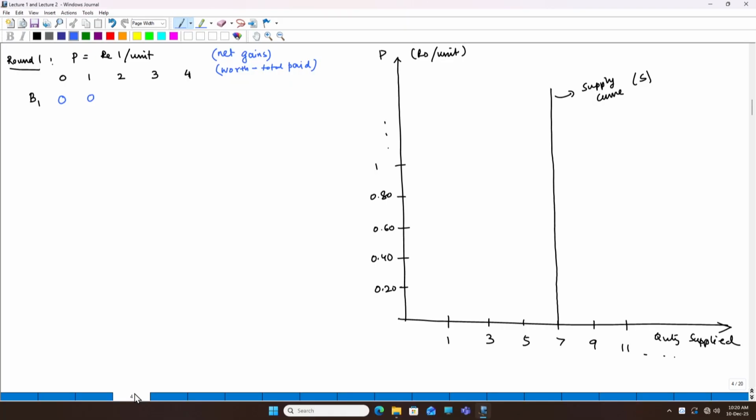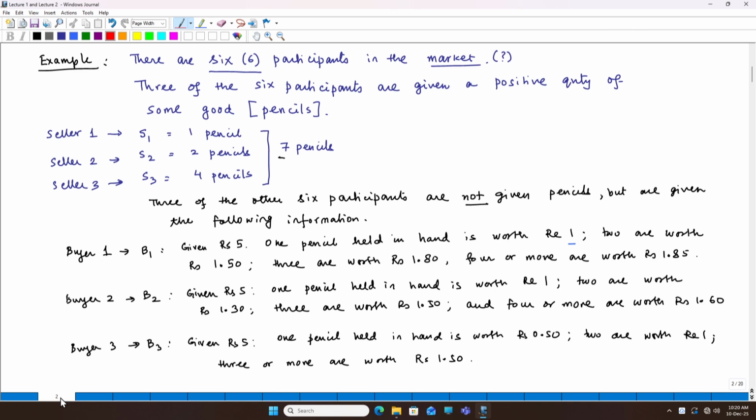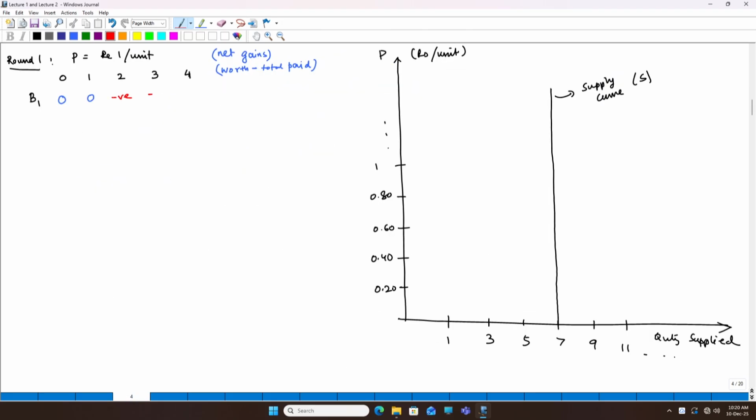Now, what will be your net gain? Your net gain will be 1.5 minus 2, which is going to be minus 0.5. So, that is going to be negative, which is not a good thing. Similarly, 3 are worth 1.8. So, to get 3 pencils, you would have paid 3 rupees. They are worth 1.8. So, your net gain is 1.8 minus 3, which is minus 1.2. So, again that is going to be negative. And you will notice that 4 or more also are going to give you a similar answer.